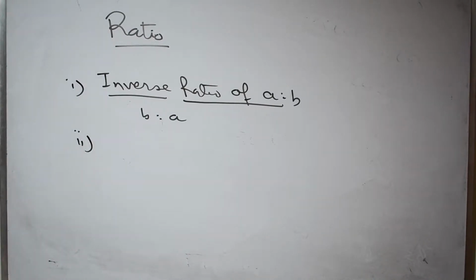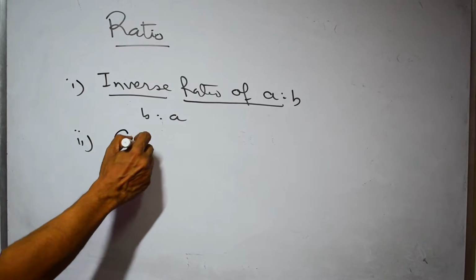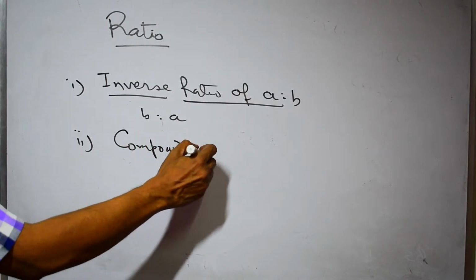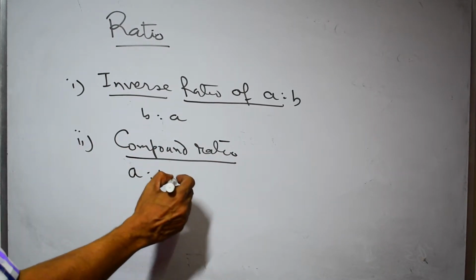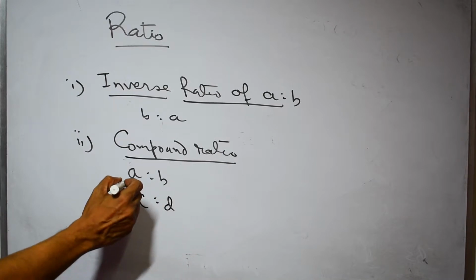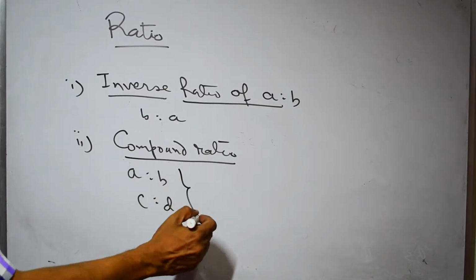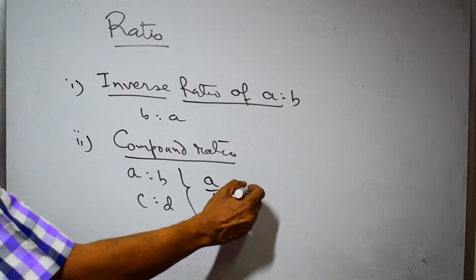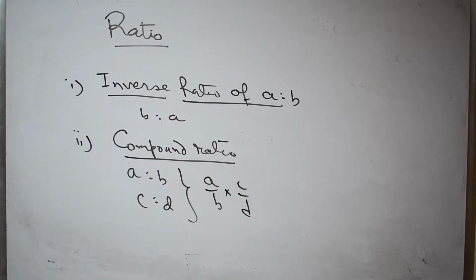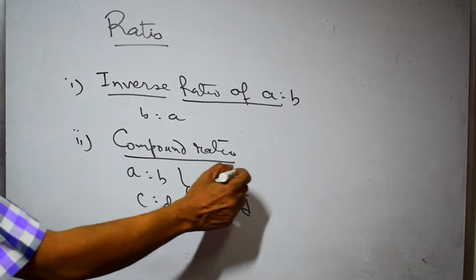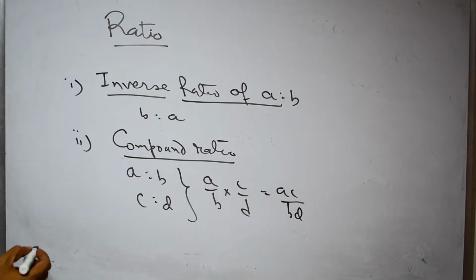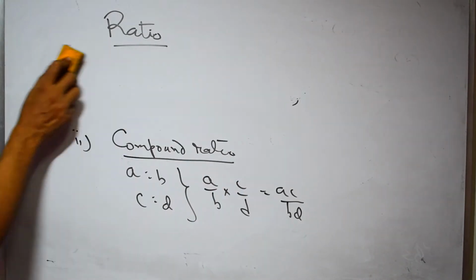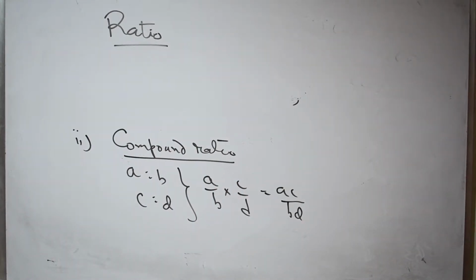The second idea is compound ratio of two ratios. Compound ratio means A is to B is compounded with another ratio C is to D. So two ratios are given, one is A is to B, another is C is to D. Then the compound ratio will be A by B into C by D. That means the compound ratio is obtained by multiplying the antecedents, AC, and the consequents, BD. So the idea of compound ratio is to multiply the first numbers of the two ratios, and then the second numbers of the two ratios.